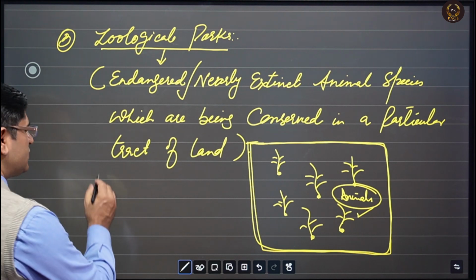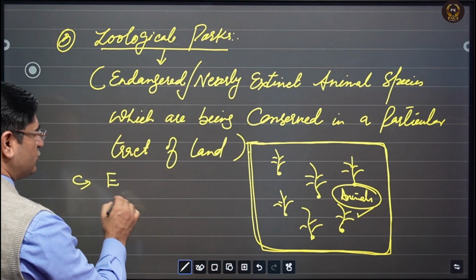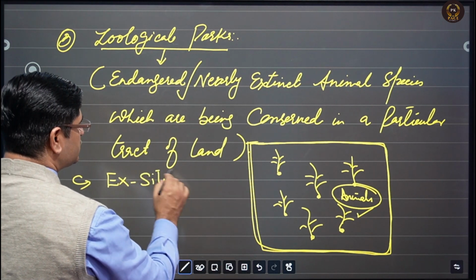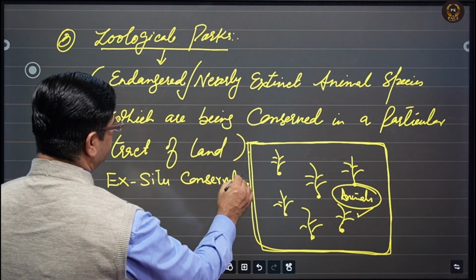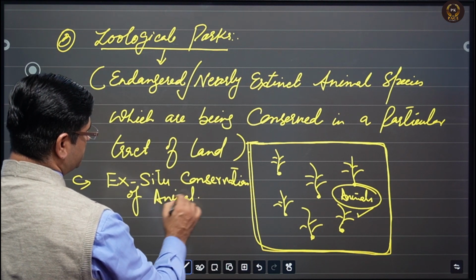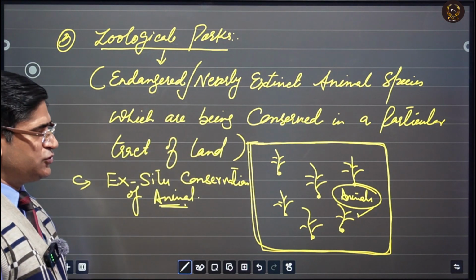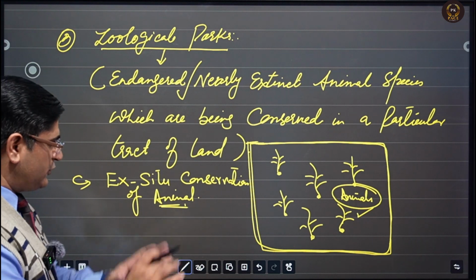So the zoological park also has this objective; it is also called ex situ conservation of animal species. From different tracts of geographical areas, these species are being conserved. That is the main objective behind it.